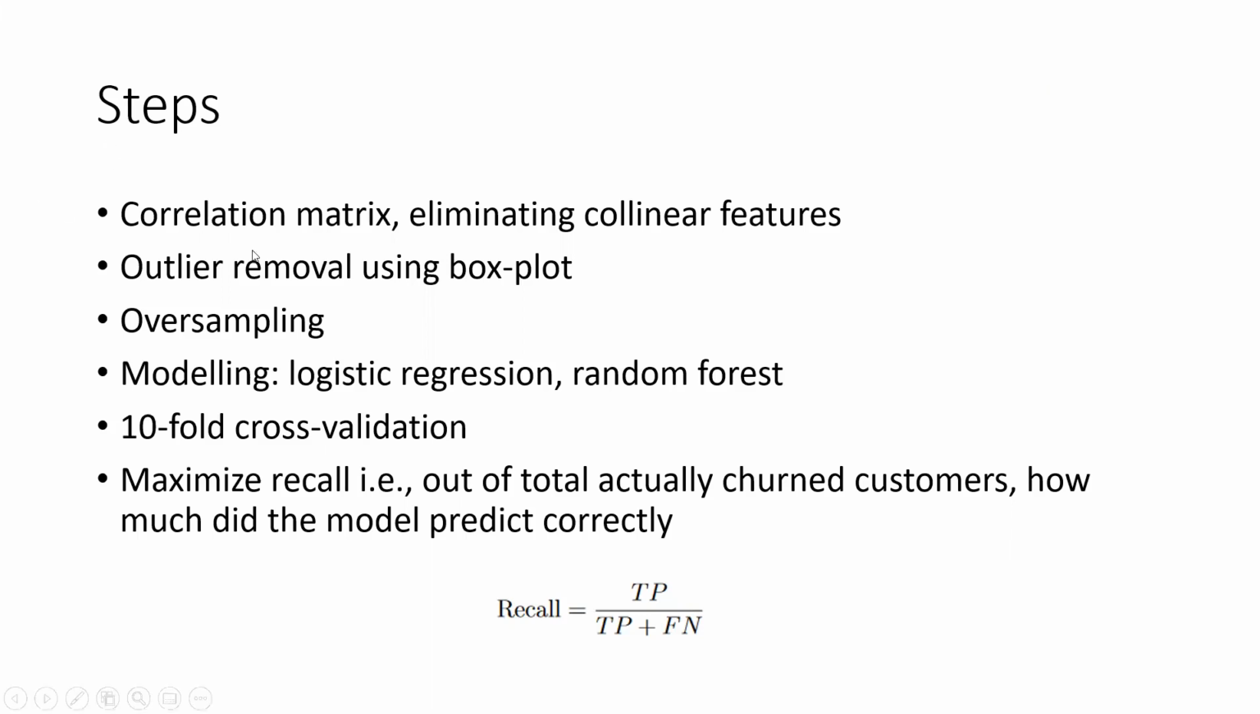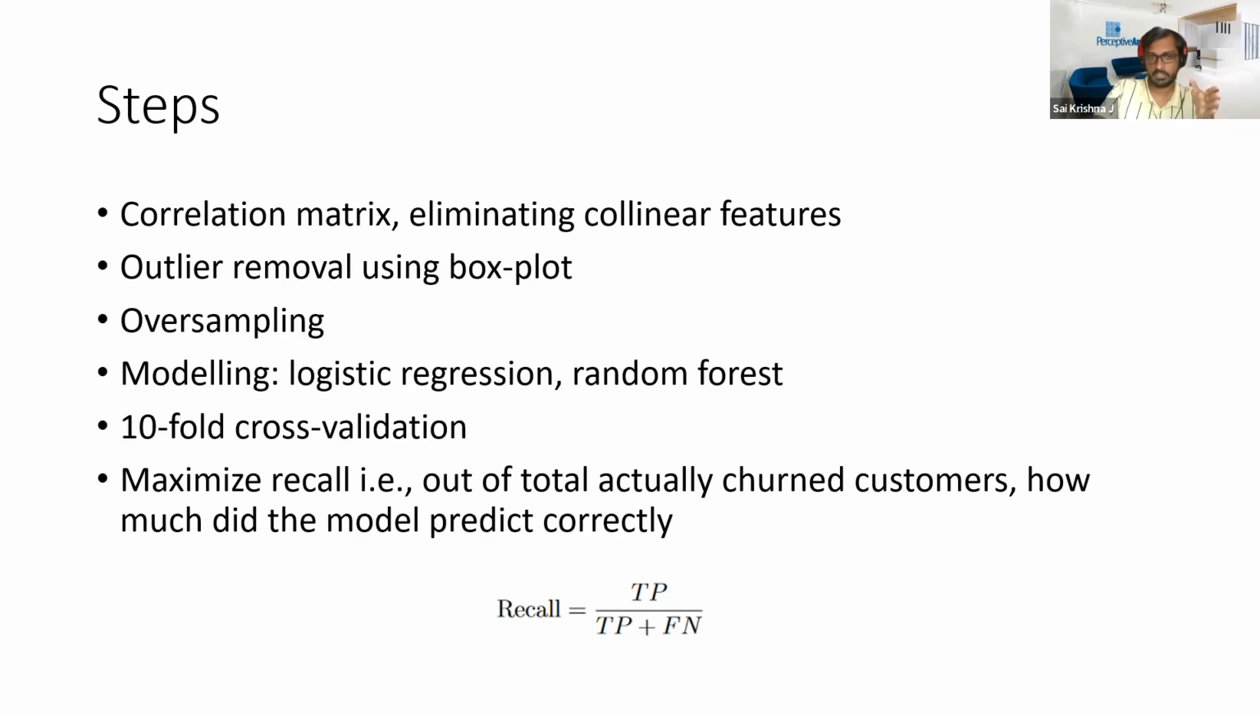You can use this correlation matrix to see what variables are dependent on each other, and then you can eliminate the redundant variables. And then, I'm sure many of you might be familiar, outlier removal using box plot. And then oversampling, the same thing that we discussed last week, right?